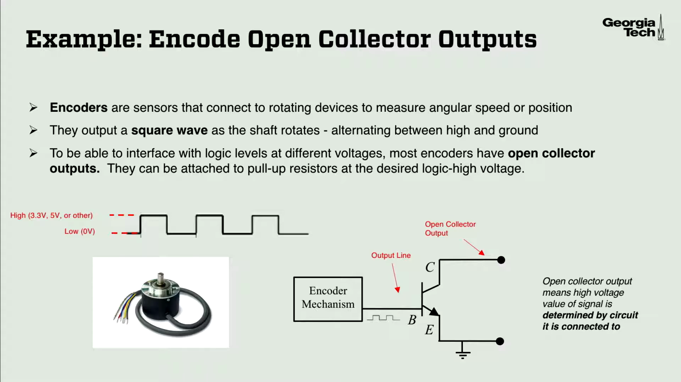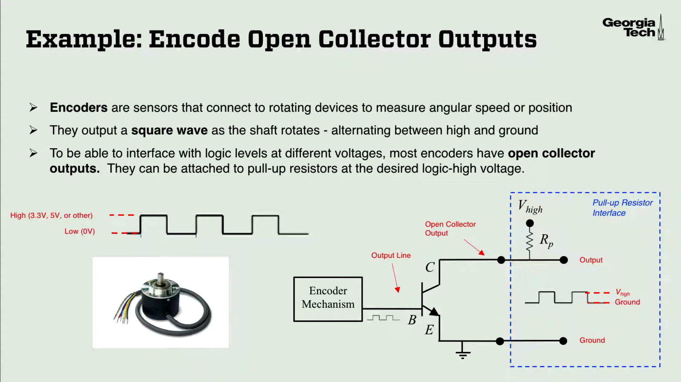So here's the encoder mechanism as well as the open collector output that's usually attached to it. So the encoder will have a ground output, and it will also have an open collector output, and those are the two output wires that you can then interface to. And internally, the encoder output signal is then connected to the base of the BJT, and the collector and the emitter are connected to that open collector output and that ground respectively.